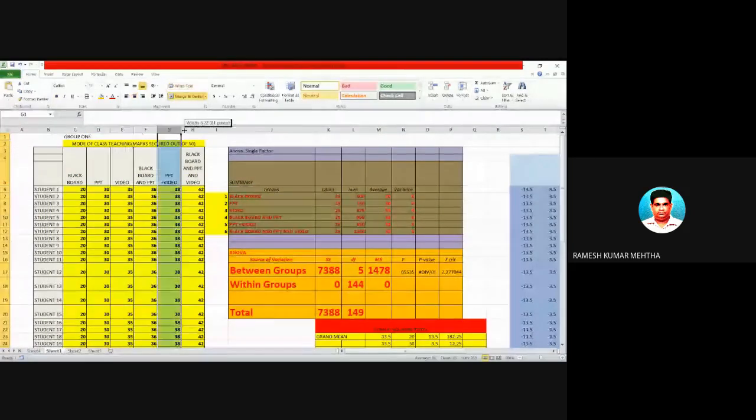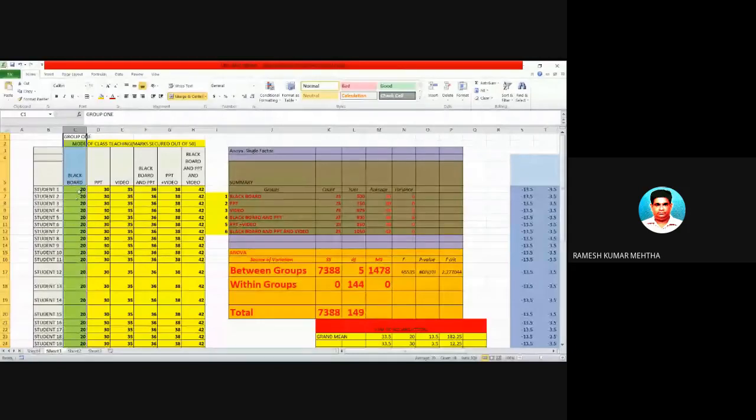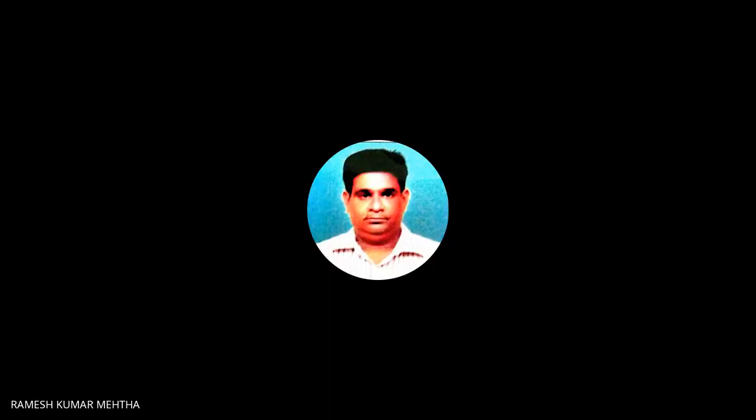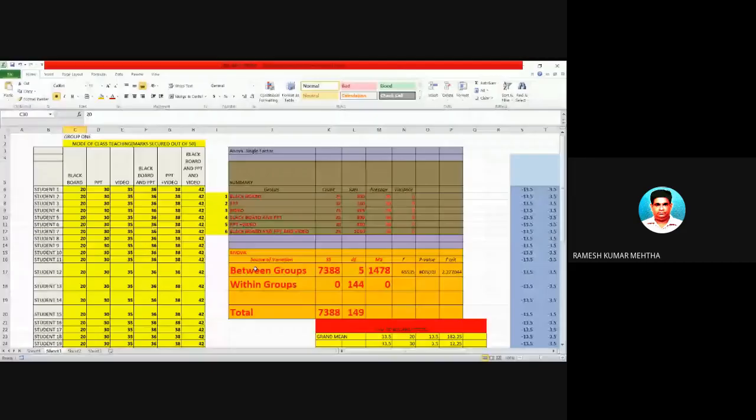So I'm talking about only the first group, blackboard. Is there a variance between the marks secured by each student? No, every student has secured 20 marks, so there is no variance. Within the first group, how many students are there? There are 25 students. Is there a variance between the marks secured within the group? No, all the students have secured absolutely the same marks, so there is no variance.